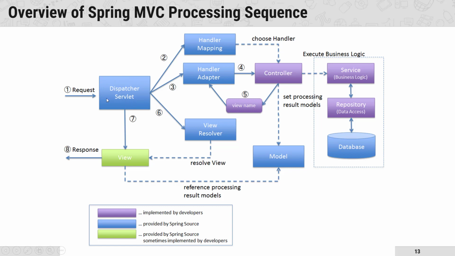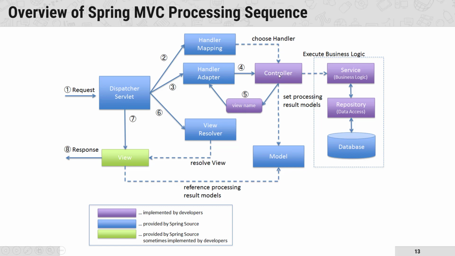What this dispatcher servlet does is pass the information to the handler mapping, and this handler mapping chooses the appropriate controller that will serve the client request. Along with that there is a handler adapter. Sometimes the controller specifies a specific view name, and at that time this handler adapter is useful.